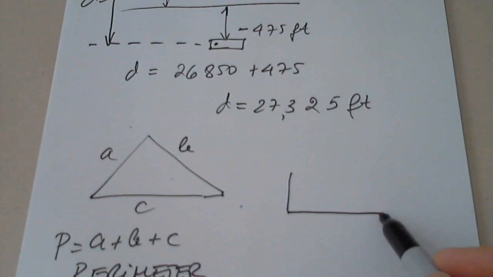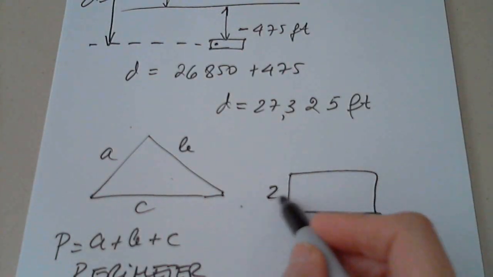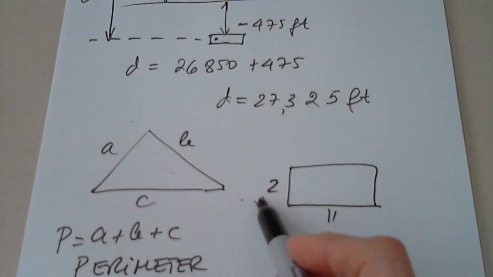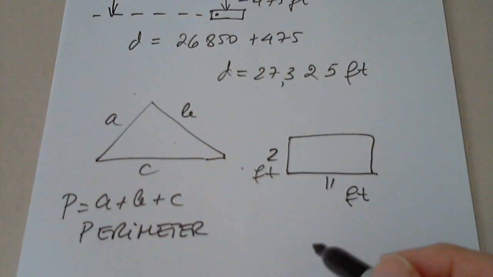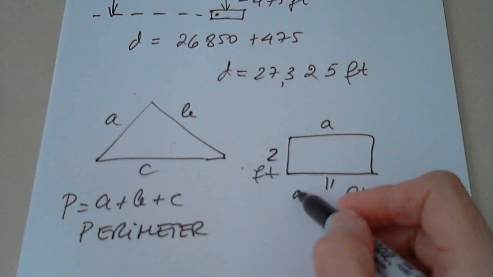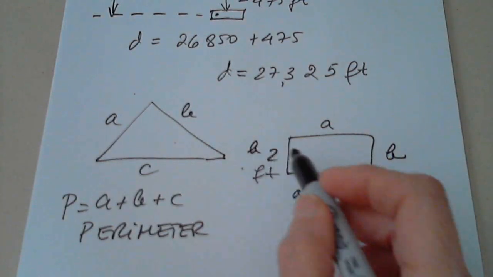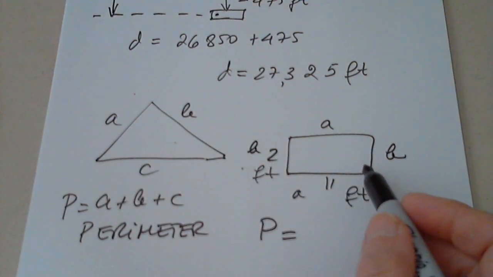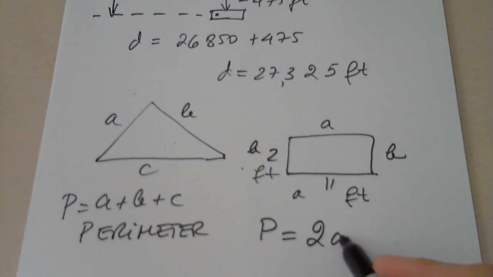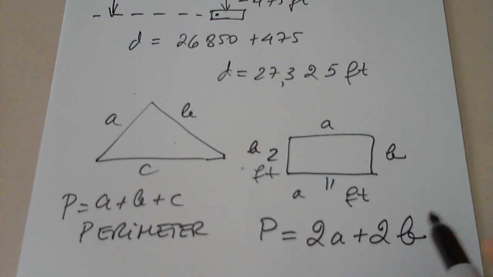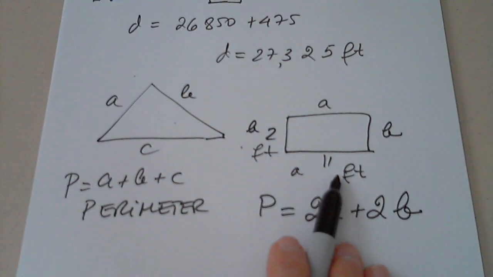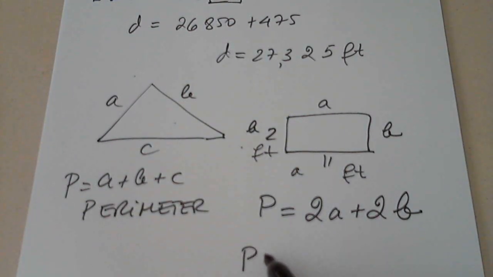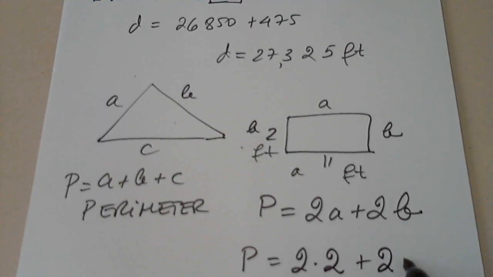For a rectangle, 2 by 11 feet, the formula is identical. So if this is A and this is B, then the formula for the perimeter for a rectangle is twice A plus twice B. If B is 2 feet and if A is 11 feet, then we have P equals 2 times 2 plus 2 times 11.